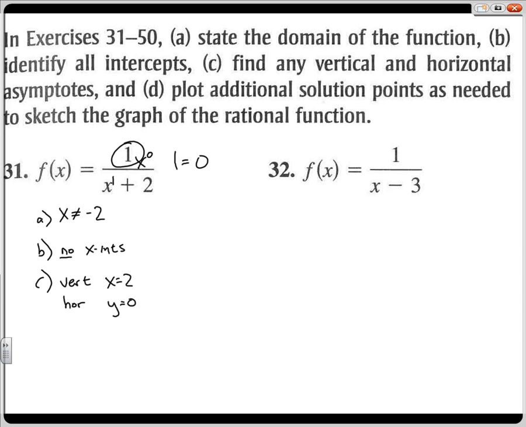And D, plot any additional solution points as needed to sketch the graph. This is where we're kind of cheating a little bit on this section. We're going to come back to this in more detail later, but right now we have 0, we have x equals 2. We know that this is a positive 1 over x parent function, so it's going to look something like that. And we can always check on our graphing calculator just to make sure that we've done this right.